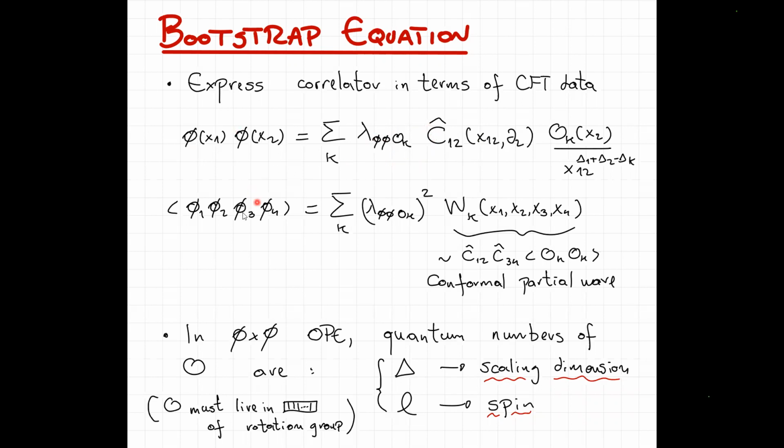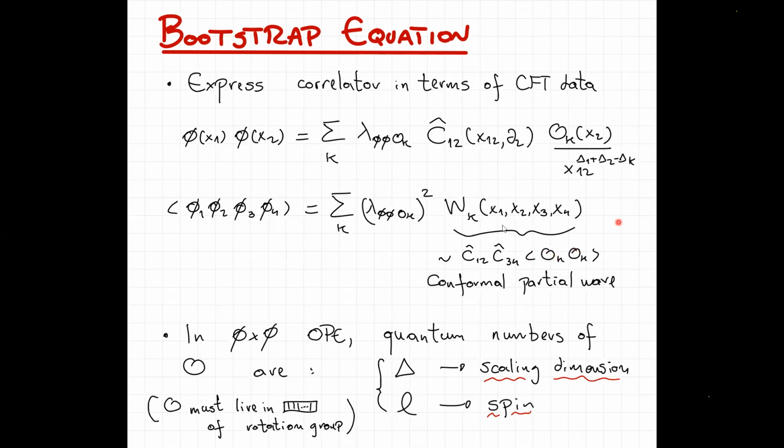Now if you look at the four-point function and we insert this expression twice, the expression is going to look like this. The OPE coefficient will appear twice. We only have one sum instead of two, because, as you should know, two-point functions of operators in a CFT are diagonal. This diagonal property kills one of the sums. And then you have basically these differential operators acting on the two-point function.